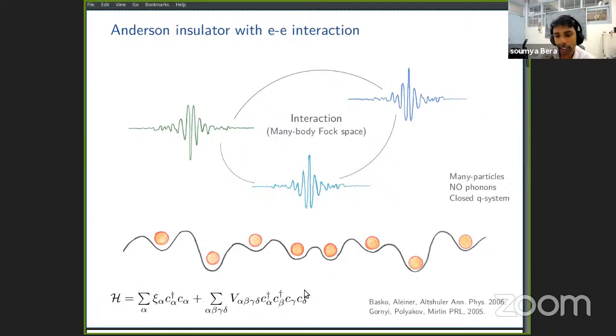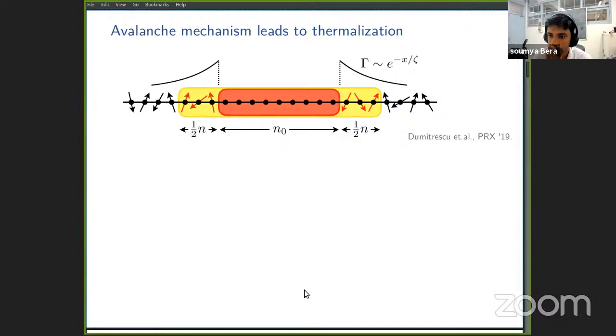There's another way to think about how the delocalization happens, and that is called the avalanche scenario. So let's think about the following. I will go through the argument very slowly, so stop me if you don't understand. This is my 1D chain, and in this 1D chain, which is completely localized, all these spins are localized to begin with.